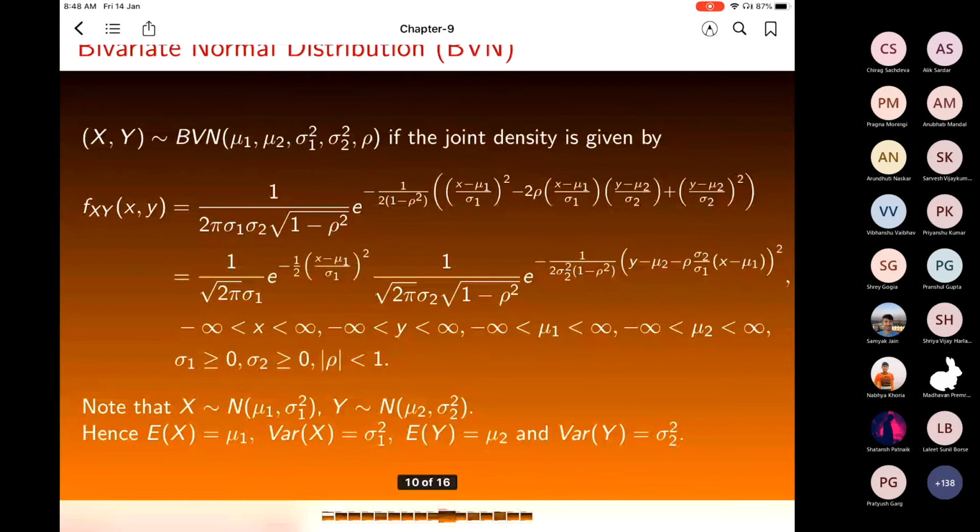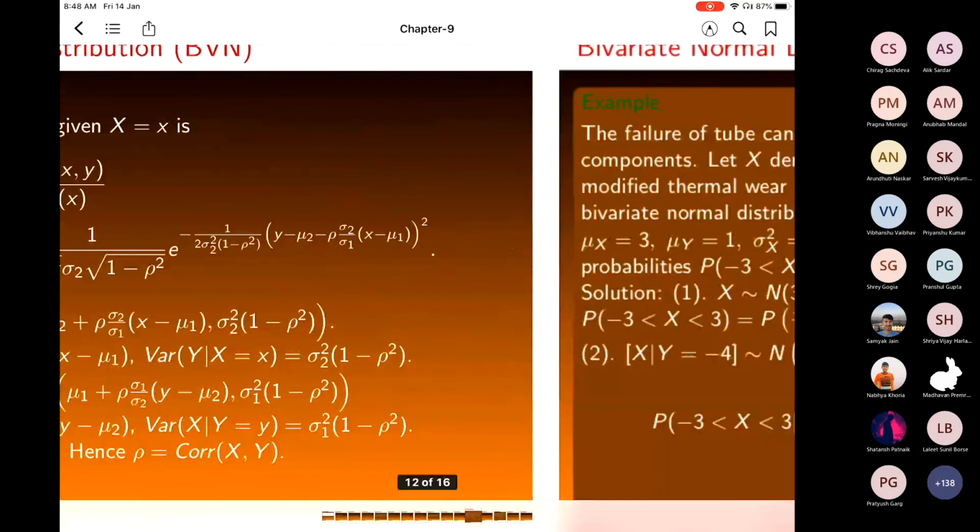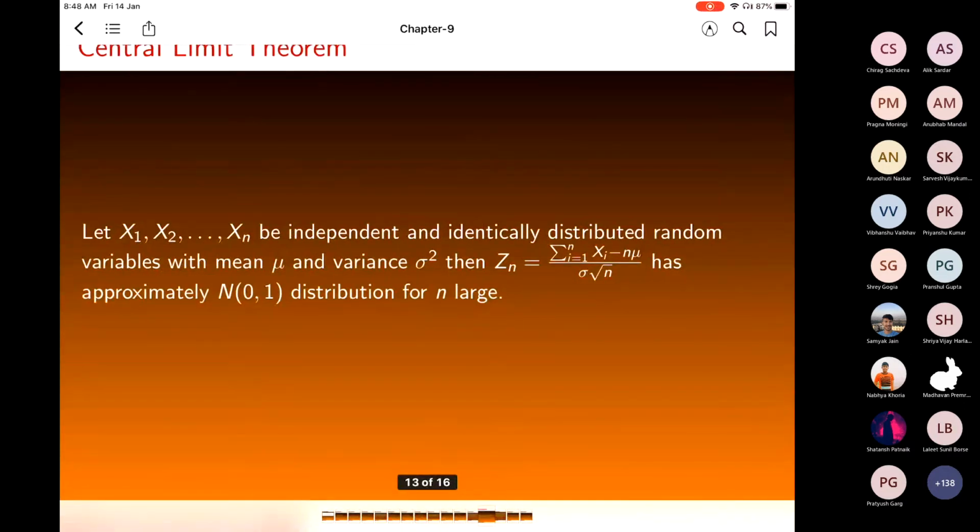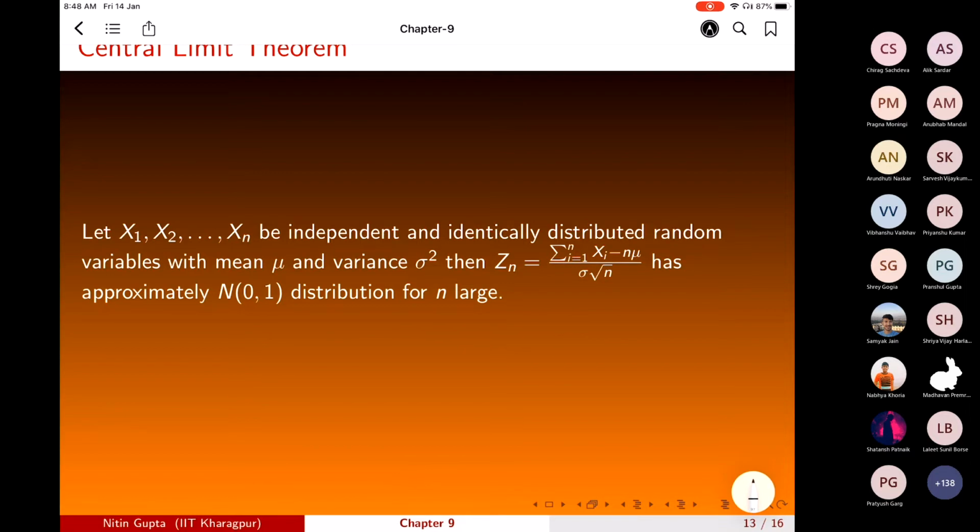Okay, so let me first of all give the central limit theorem. Let X1, X2, ..., Xn be independent and identically distributed random variables with mean mu and variance sigma square. They have common mean mu and common variance sigma square. Then summation Xi minus n mu, upon sigma root n.